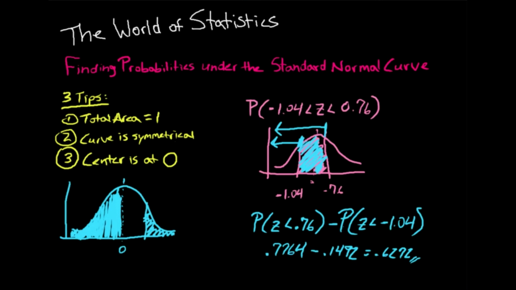So the probability that z is greater than negative 1.04 and less than 0.76 is 0.6272, or 62.72%. So there you have it, guys, just finding some areas under the standard normal curve using the standard normal table.